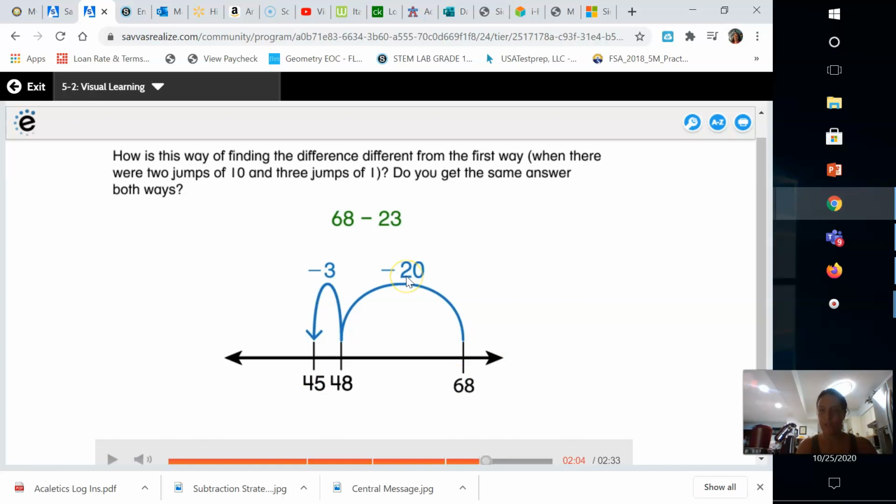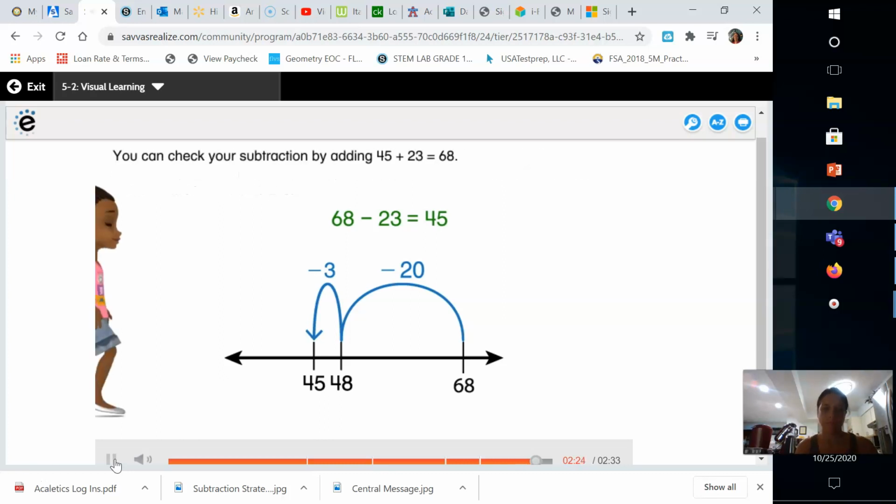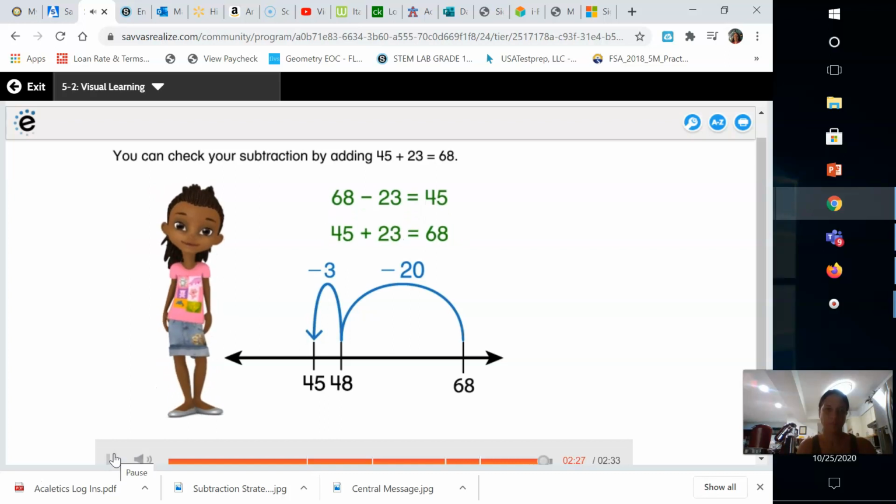They just put the two tens together, right? And made one big jump of 20. And instead of counting 1, 2, 3, they just did 8 take away 3 equals 5. So it was just faster. In the second way, the first jump is bigger. It shows counting back by 2 tens, or 20, to get to 48. The second jump shows counting back 3 ones. You get the same answer, 45, both ways. You can check your subtraction by adding 45 plus 23 is equal to 68.